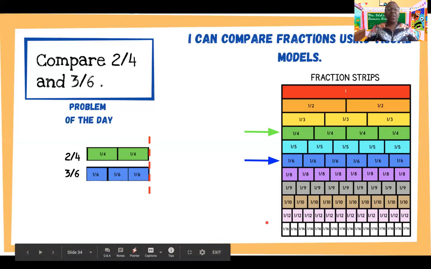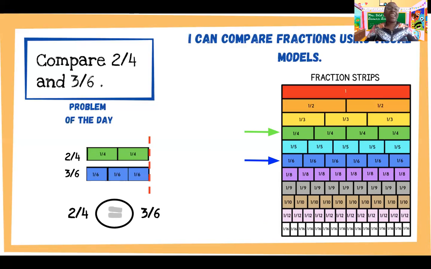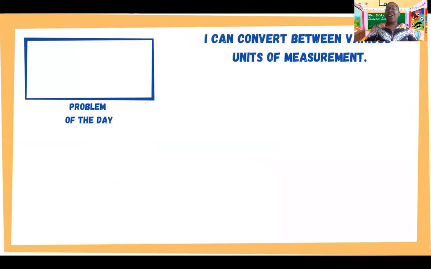Well, to be equivalent means that 2/4 and 3/6 are equal. So they are exactly the same. Great job, middles. All right, senior scholars, here's your problem.